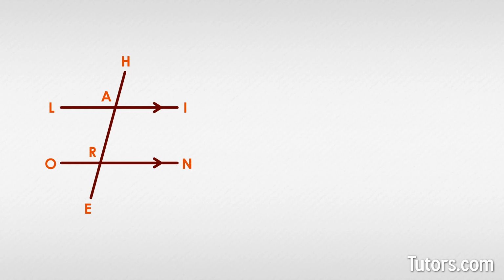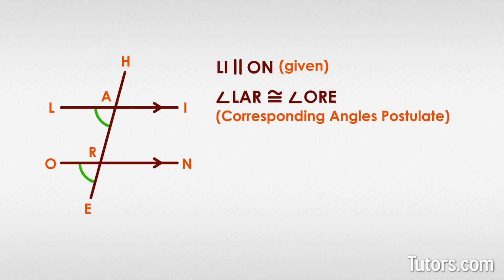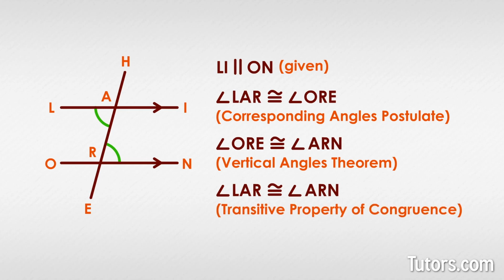Let's prove both of these theorems with our figure. LI and ON are parallel lines, given. Transversed by HE, given. We could declare all sorts of relationships, but the proof can be short and simple. LI is parallel to ON, given. Angle LAR is congruent to angle ORE, corresponding angles postulate. Angle ORE is congruent to angle ARN, vertical angles theorem. Angle LAR is congruent to angle ARN, transitive property of congruence.